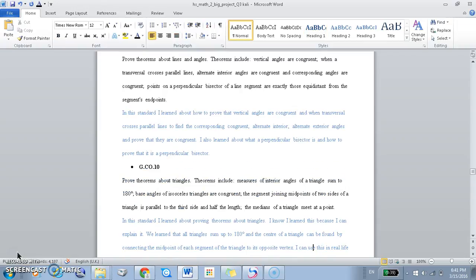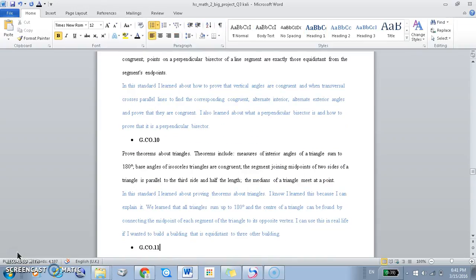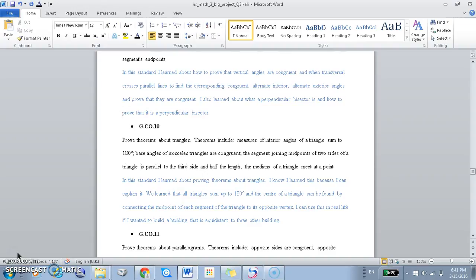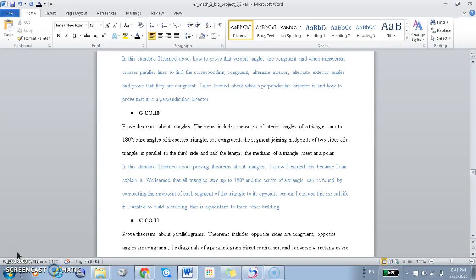The next standard is GCO10. In this standard, I learned about proving theorems about triangles. We learned that the angles of a triangle add up to 180 degrees, and how to find the center of a triangle. That's by taking the midpoint of each segment of the triangle and connecting it to the opposite vertex, and the middle is the point where all the lines from the different segments cross each other.